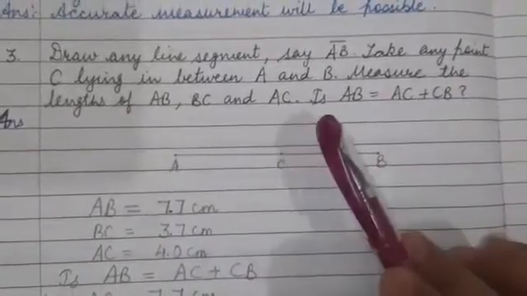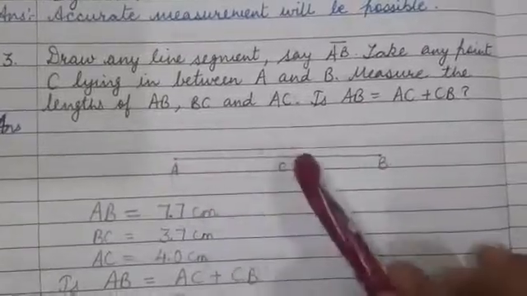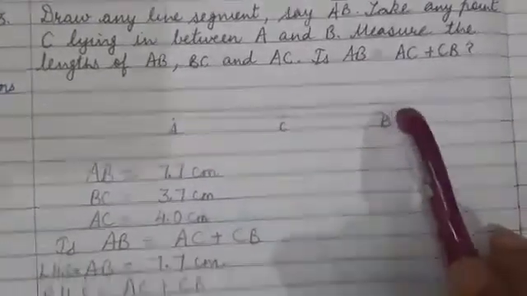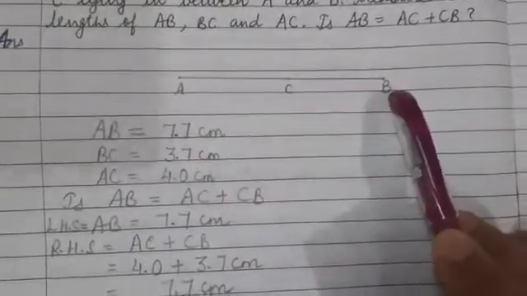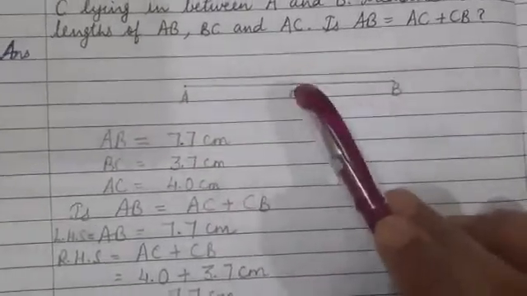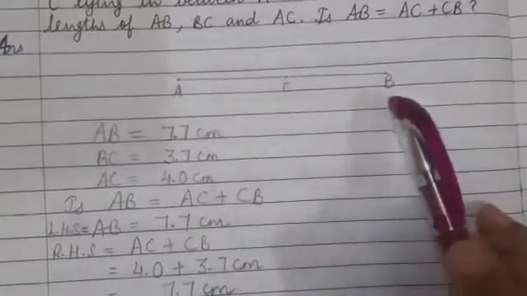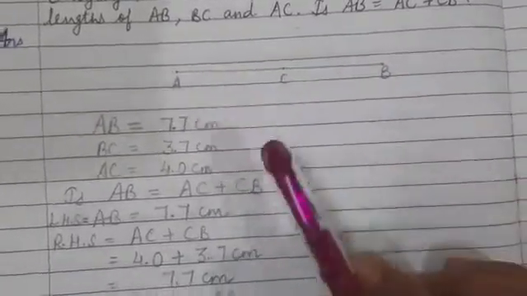Now what do you have to show? Is AB equals to AC plus CB? Let's see how to do it. First you will draw a line segment AB of the length of your choice. Okay. Mark a point C somewhere in between the points A and B.